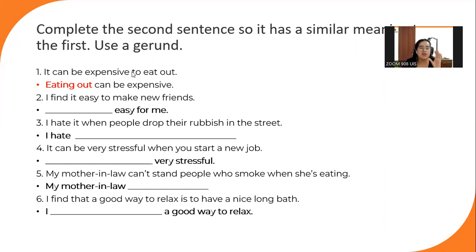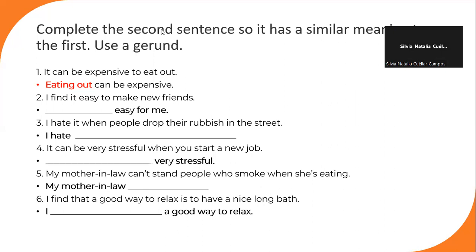It can be expensive to eat out. Puede ser caro el comer afuera. Aquí está el verbo, to eat out. Si yo digo eating out, entonces comer afuera, ahí sería el sujeto de la oración, ¿no? Comer afuera, entonces ya ahí tiene otra función. Eating out can be expensive.